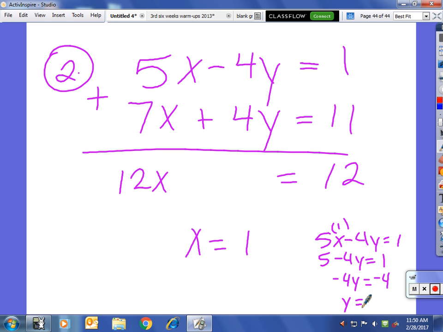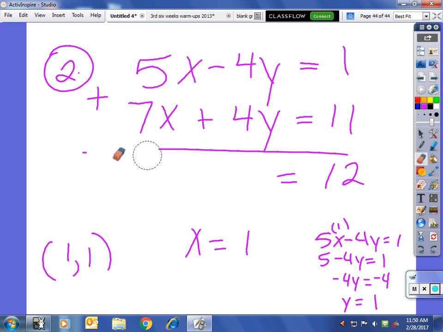So what does y equal? 1. Negative 4 divided by negative 4 is 1. So what's the answer here? 1, 1. Let me show you something else.